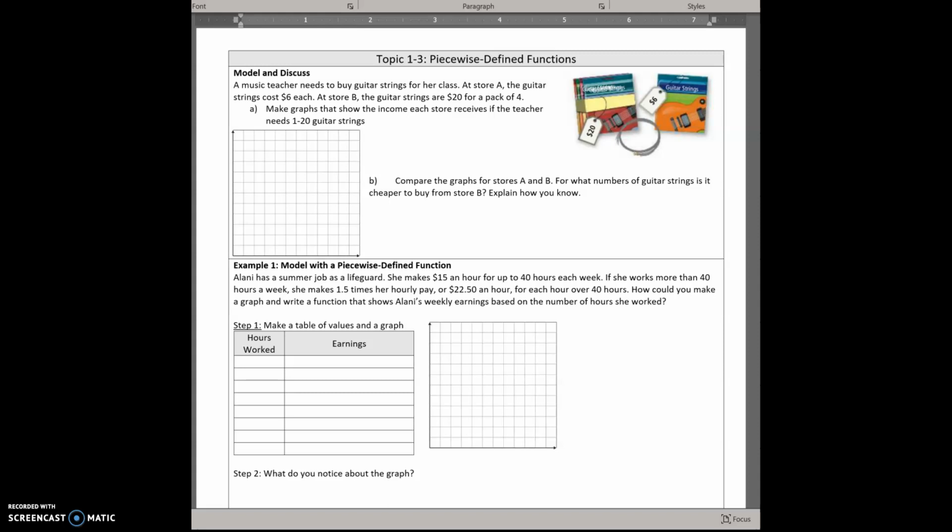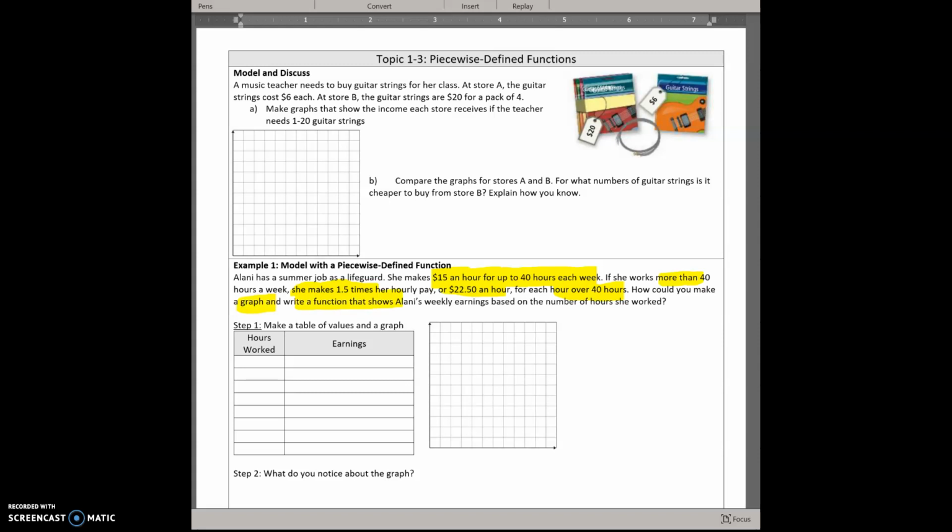She makes $15 an hour. I'm going to go ahead and just highlight as I'm going. So she makes $15 an hour for the first 40 hours a week. And then if she works more than 40 hours, she's going to make 1.5 times her hourly base, is time and a half for every hour over 40. And then how could you make a graph and write a function that shows the hours and earnings?